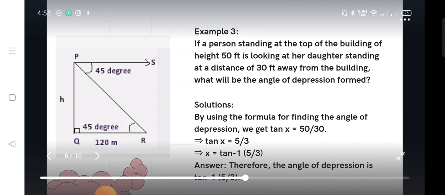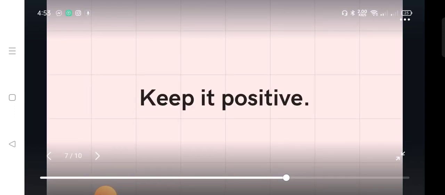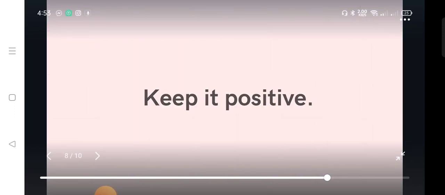So the answer is the angle of depression is tan negative 1 of 5 over 3. That will be the angle of depression formed. Okay. Keep it positive.